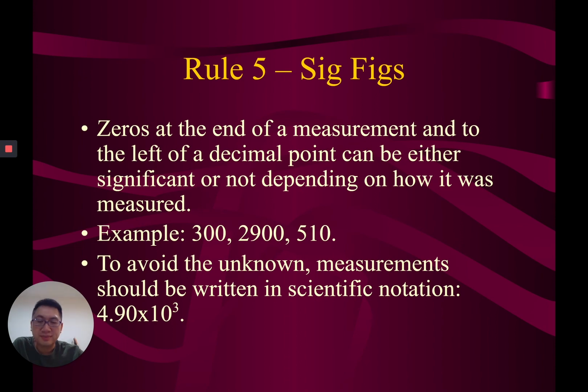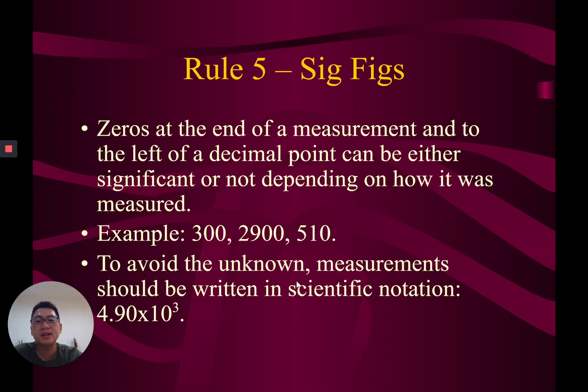Rule 5 of 5. Zeros at the end of a measurement and to the left of the decimal point can either be significant or not, depending on how it's measured. Example: 300, 2900, 510. If it ends in 0 but before the decimal point, we're going to probably assume the least. I'd say this is 1 sig fig, 2 sig figs, 2 sig figs. But you don't really know.